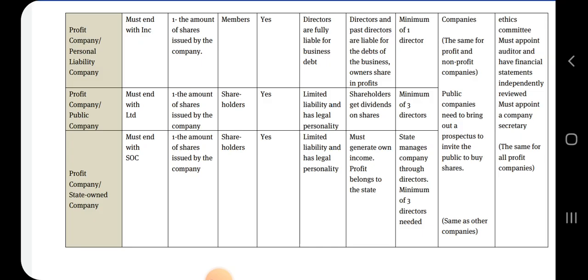And then in a state-owned company, who shares in the profit? It must generate its own income. Profit belongs to the government, which is the state. And then who runs the company? The state manages the company through directors. A minimum of 3 directors are needed. So the incorporation of all profit companies is the same, and they are required to have audit committees, and must appoint a company secretary as well.